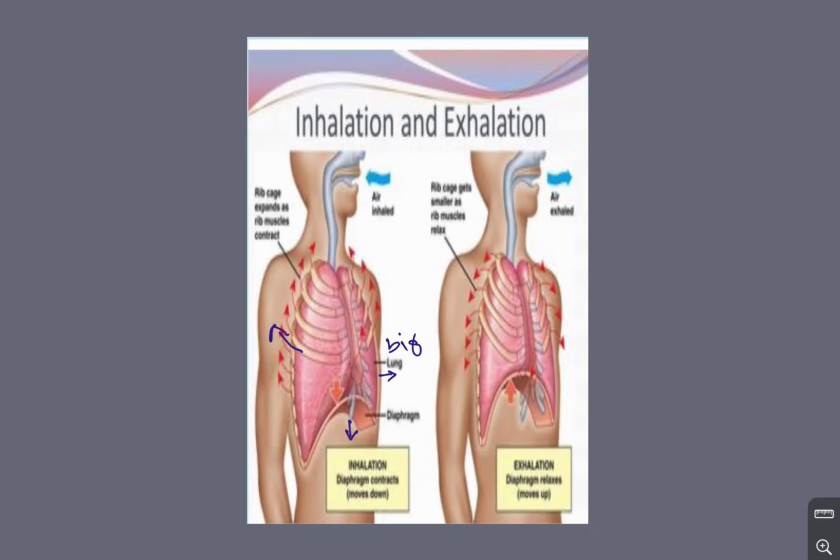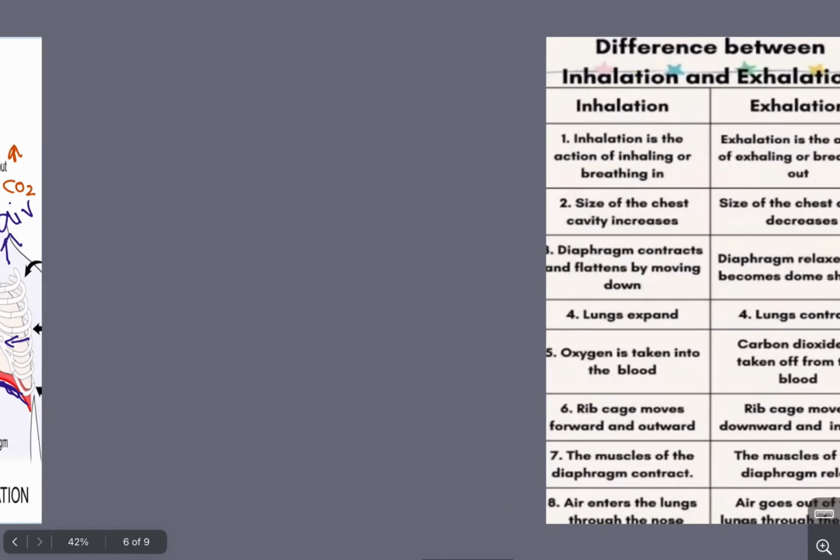Okay, during the process of exhalation, what happens? The diaphragm relaxes and moves to its original position, compressing the lungs. And similarly, the rib cage also relaxes to its original position when the muscles relax. Okay, and the air is forced out of the body. Okay, understand? Okay, we have done this.